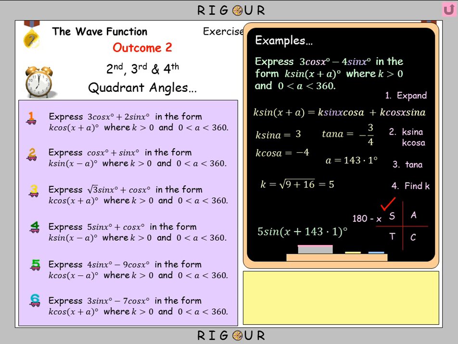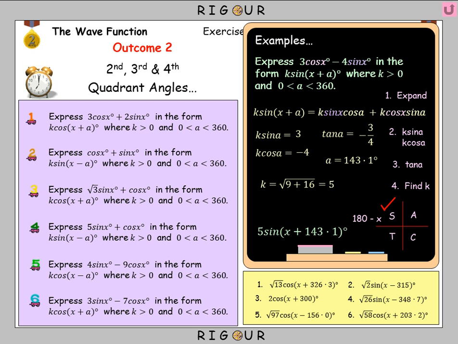So here's 6 for you to try, and if you're working on them at home, please pause the video now. Okay, our last set of answers for today are root 13 cos x plus 326.3, root 2 sin x minus 315 degrees, 2 cos x plus 300 degrees. Number 4, root 26 sin x minus 348.7 degrees, root 97 cos of x minus 156.0 degrees, and number 6, root 58 cos x plus 203.2 degrees.